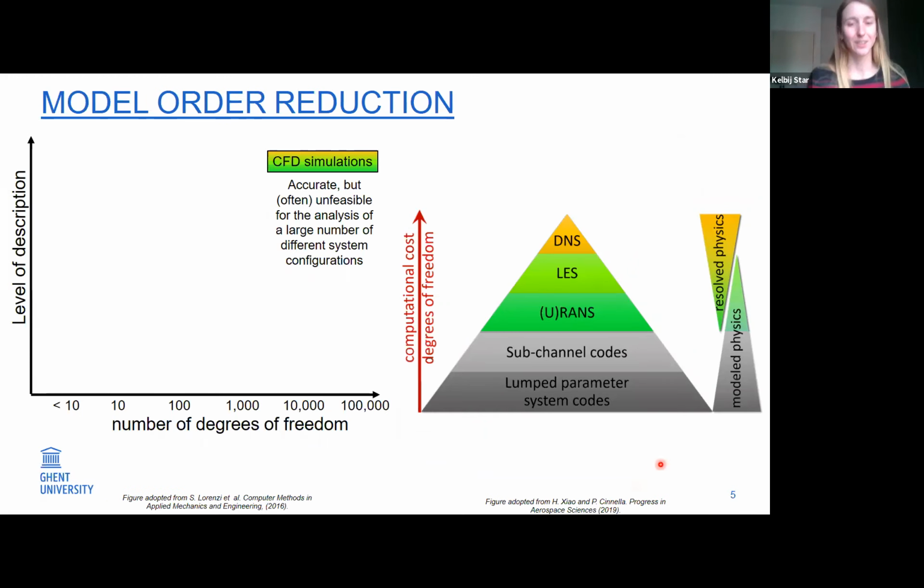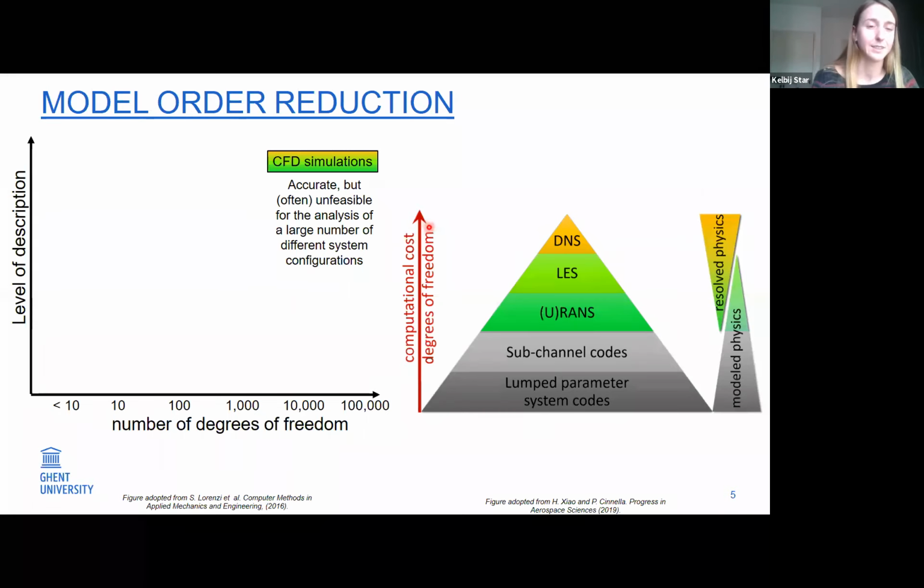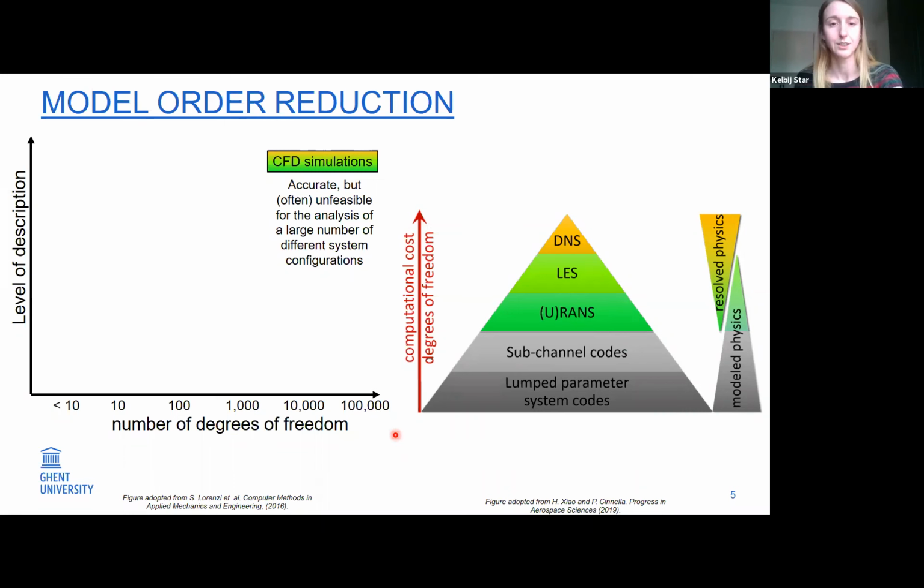But other than system codes, we have the 3-dimensional computational fluid dynamics simulation methods that can be used. CFD models can contain millions of degrees of freedom, and the physics is more resolved rather than modeled compared to system codes. Once validated, they are accurate, but due to the large number of degrees of freedom, they're often not feasible for the analysis of a large number of different system configurations.